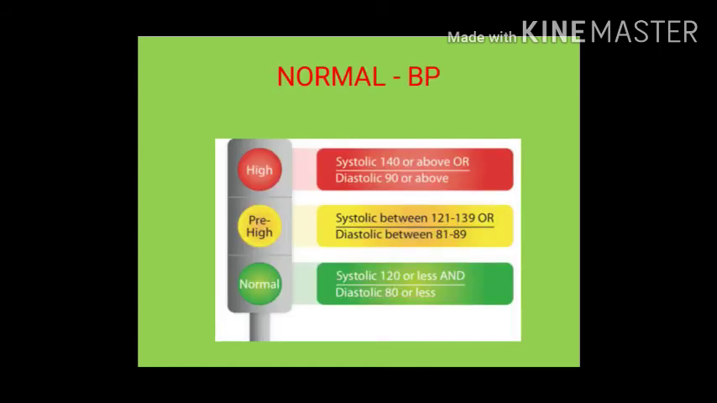Now about normal BP. Normal BP is shown in green color here. BP is always represented by systolic pressure over diastolic pressure. The systolic pressure for normal BP is 120 or less, and diastolic pressure is 80 or less. The next condition is pre-high. Pre-high is not high BP but a medium state. In that, systolic pressure will be 121 to 139 and diastolic pressure will be between 81 to 89. And when people have high BP, they will have systolic pressure 140 or above and diastolic pressure 90 or above.